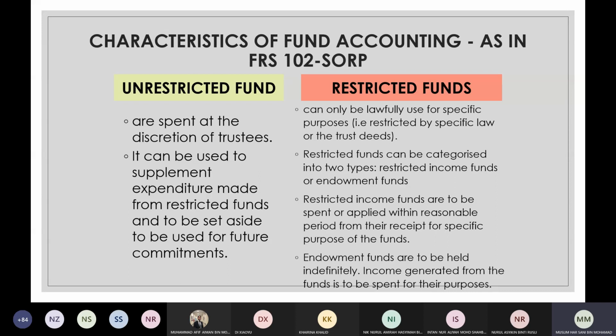Of course, the opposite of unrestricted fund will be restricted funds. So you can see that the nature of the fund is one is unrestricted, the other is restricted. Restricted can only be lawfully used for specific purposes, restricted by specific law or the trustees. That's why I just mentioned one case that happened last week, where there was questioning of the government's decisions to use the fund. I think it was the National Fund, if I'm not mistaken, the name.